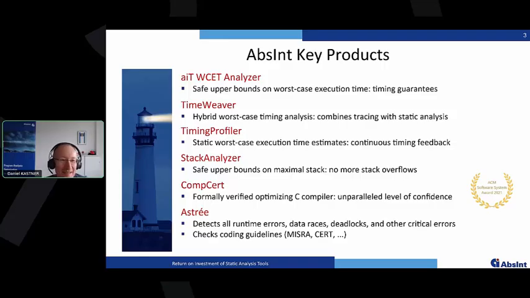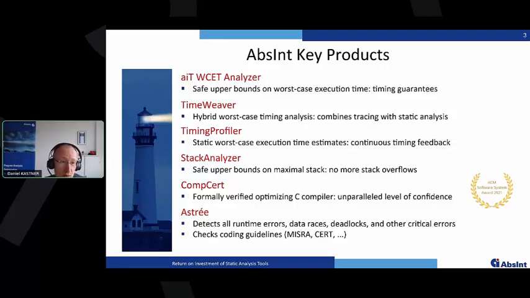All right. So we have a couple of products in the field. The first three are in the area of real-time software. With the first one here, aiT worst-case execution time analyzer, the goal is to compute timing guarantees on timing predictable processors, or to be more precise, worst-case execution time guarantees. So you want to make sure that each task terminates inside its deadline.